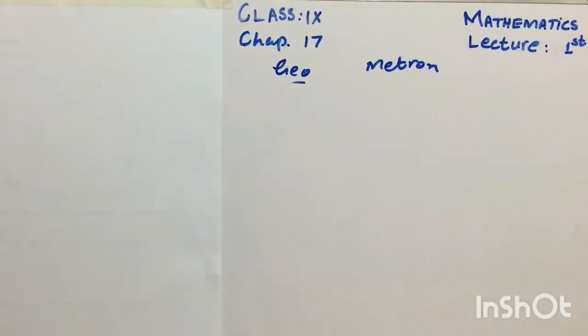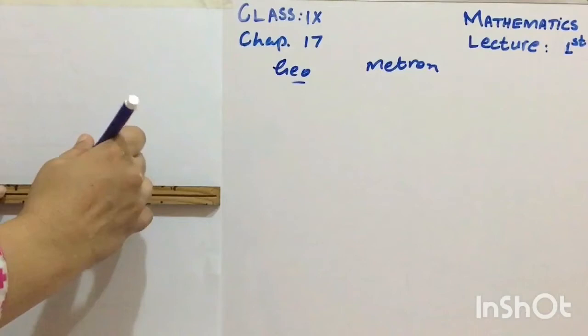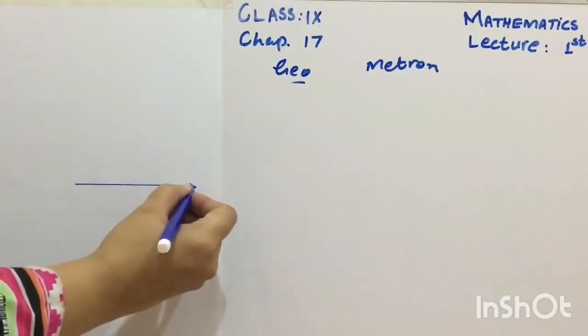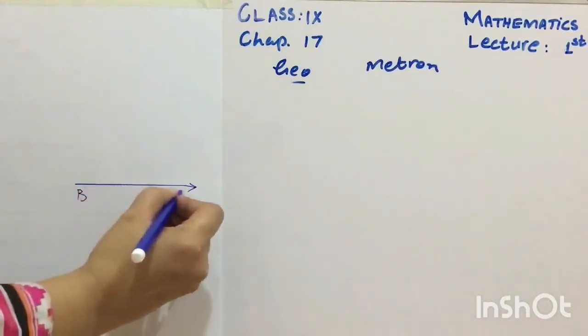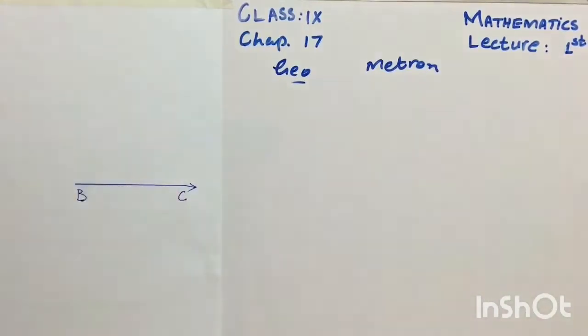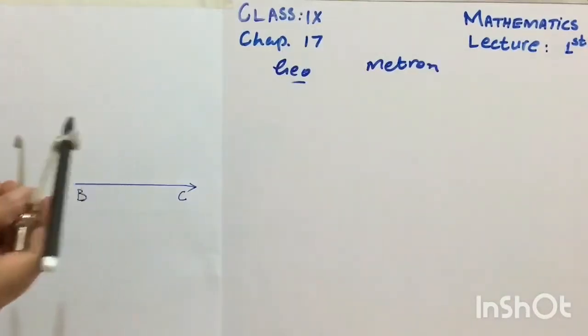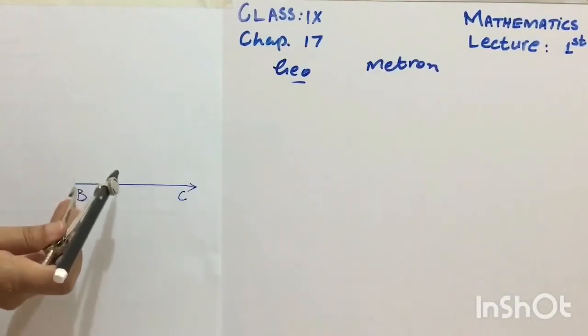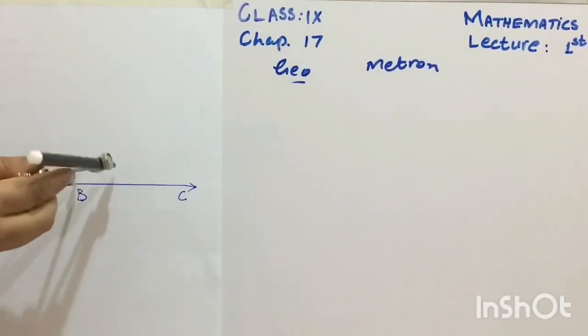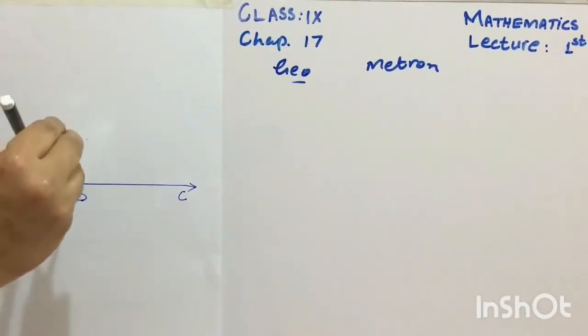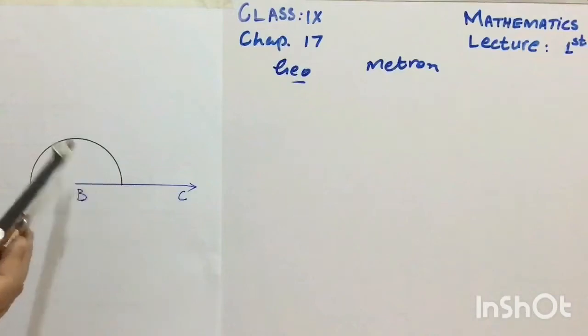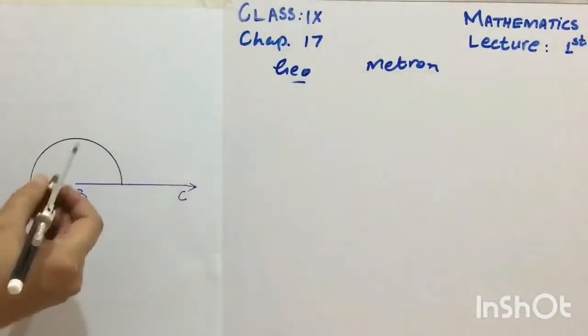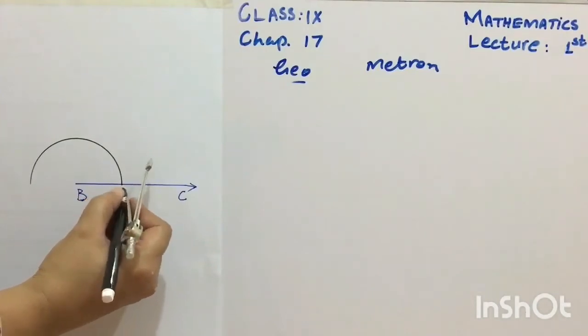First of all, take any ray, say BC with endpoint B. Now take a compass, adjust it, and then take any width, any size of width, and place the needle of the compass on point B and draw a semicircle which meets the ray BC, which is an initial arm of the angle, at point D.